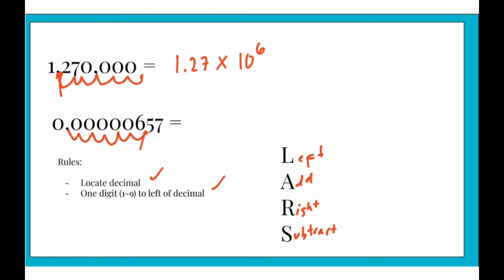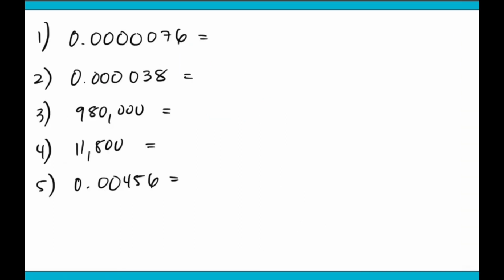So therefore my number is going to be 6.57 times 10 to the power of negative 6 because I subtracted. I moved right, so I'm going to subtract from my exponent. Let's do a couple more examples.